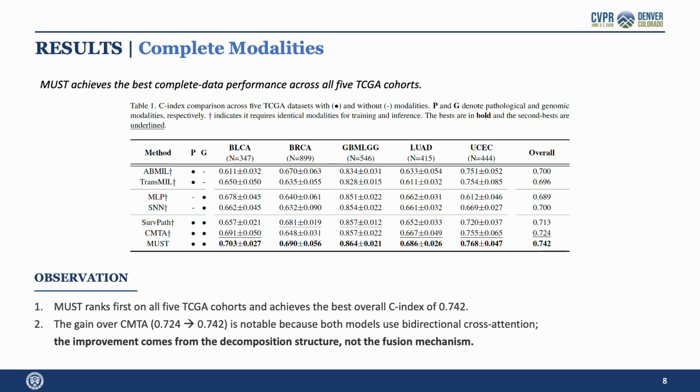First, under complete modalities, MUST achieves the best performance across all 5 datasets. The overall C-index reaches 0.742. An important observation is the comparison with CMTA. Both methods use bidirectional cross-attention, but MUST improves performance from 0.724 to 0.742. This suggests that the gain comes from the decomposition structure itself, rather than the fusion mechanism.